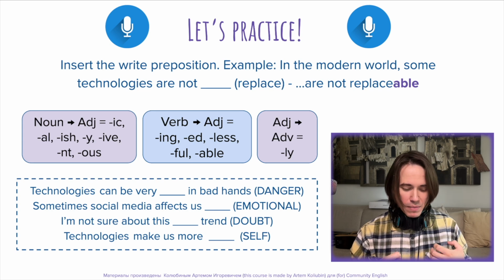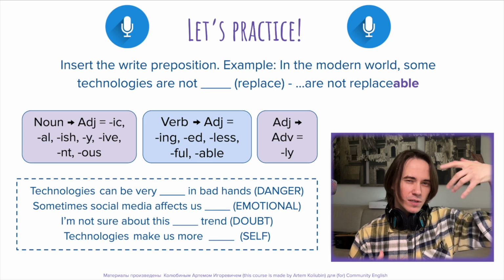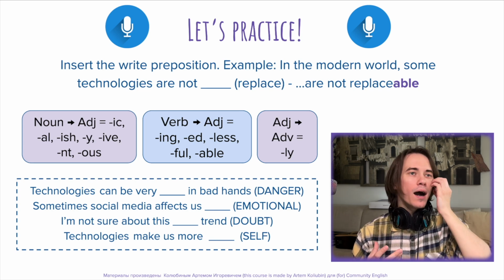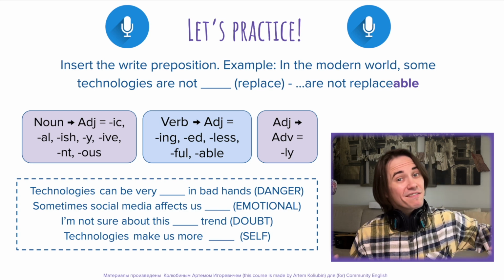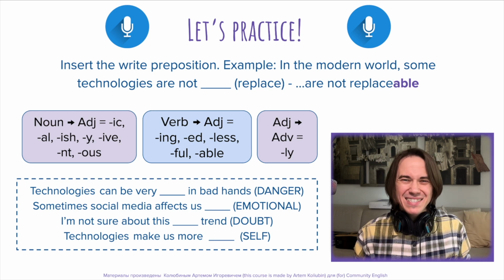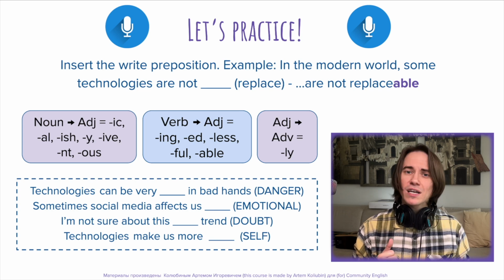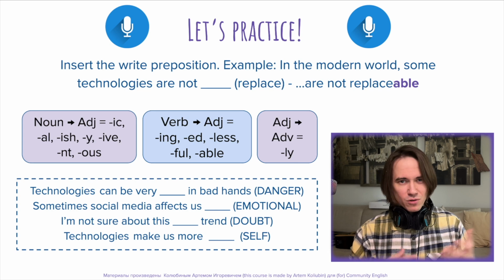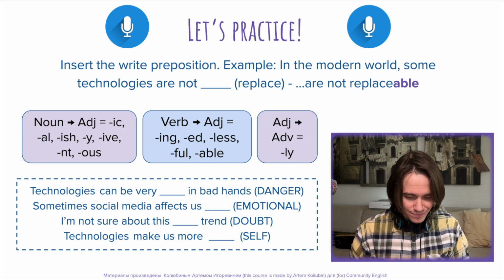Technologies make us more... implies an adjective, right? Because it's comparative. If you want to use self, which is a noun, we would use selfish. So technologies make us more selfish. That's where you get this word from, selfish. We also have selfless. You can also say technologies make us more selfless, if that's what you want to. But we wouldn't use selfful, unfortunately. I know it's not really logical, but that's the way it is.